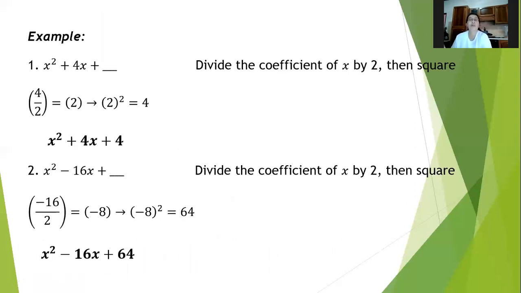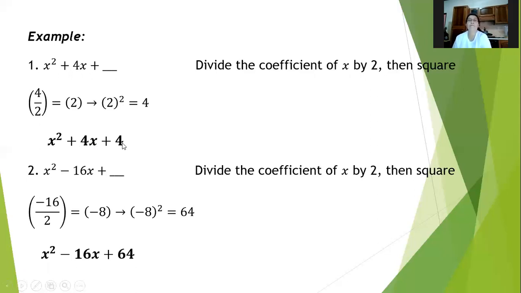Now, example, the same numbers. We have x squared plus 4x plus blank. Okay, what is the process? Get the numerical coefficient of the linear term, which is 4. Then divide by 2. 4 divided by 2 is 2, then square, and that is 4. Then the equation is now complete. We have x squared plus 4x plus 4.